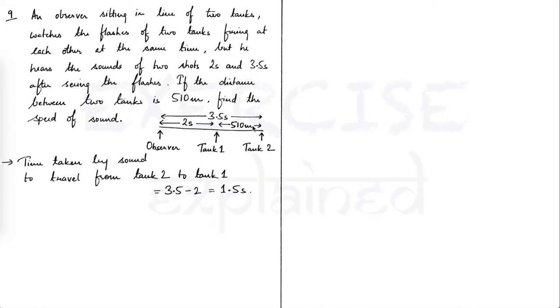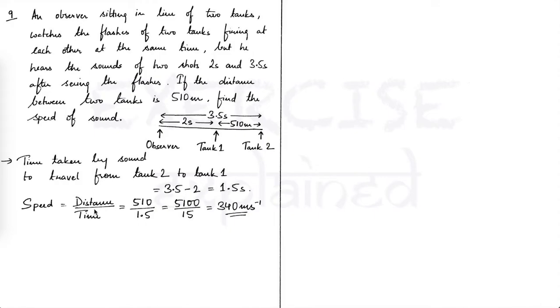Now we know the distance between tank 1 and tank 2. So if we can find the time traveled by sound from tank 2 to tank 1, we can actually find the speed of sound. So for finding the time taken by sound to travel from tank 2 to tank 1, that means from here to here, it's going to be 3.5 seconds minus 2 seconds. So 3.5 minus 2 gives me 1.5 seconds. So sound takes 1.5 seconds to travel from tank 2 to tank 1, which is at a distance of 510 meters.